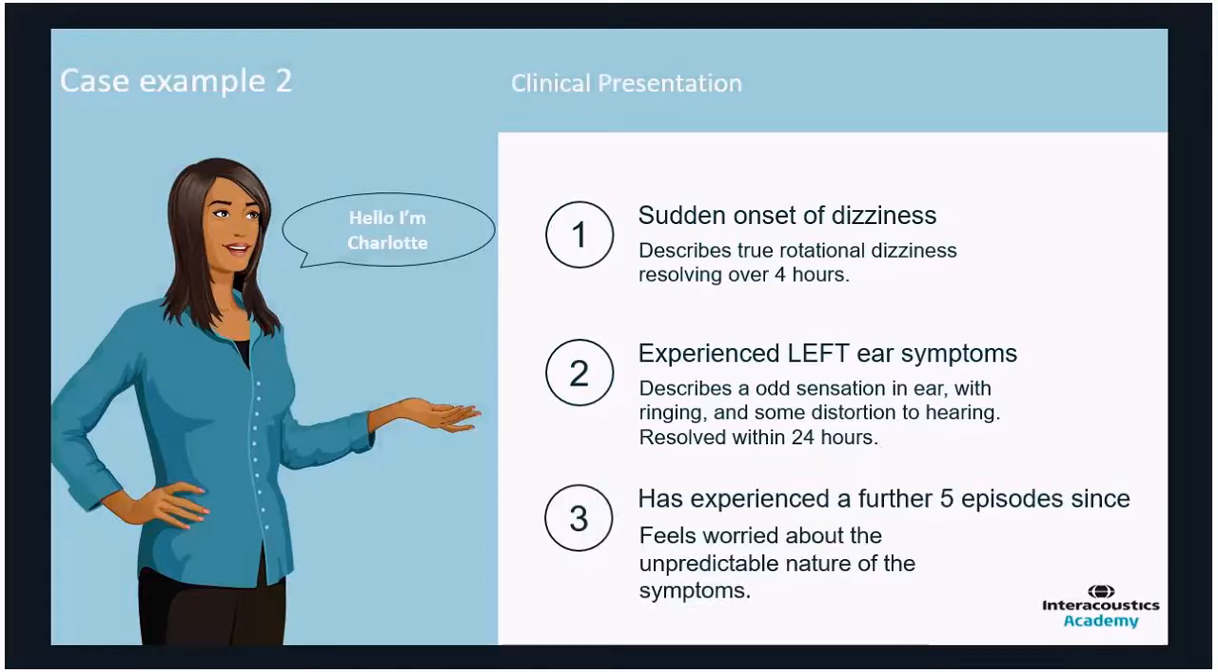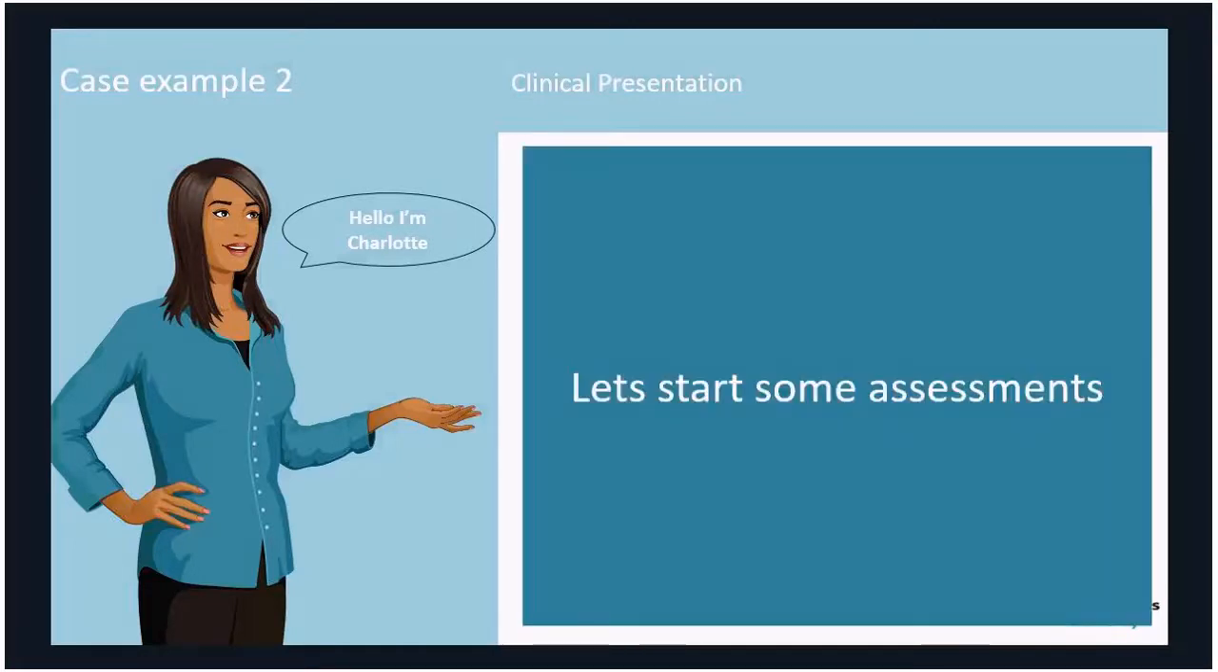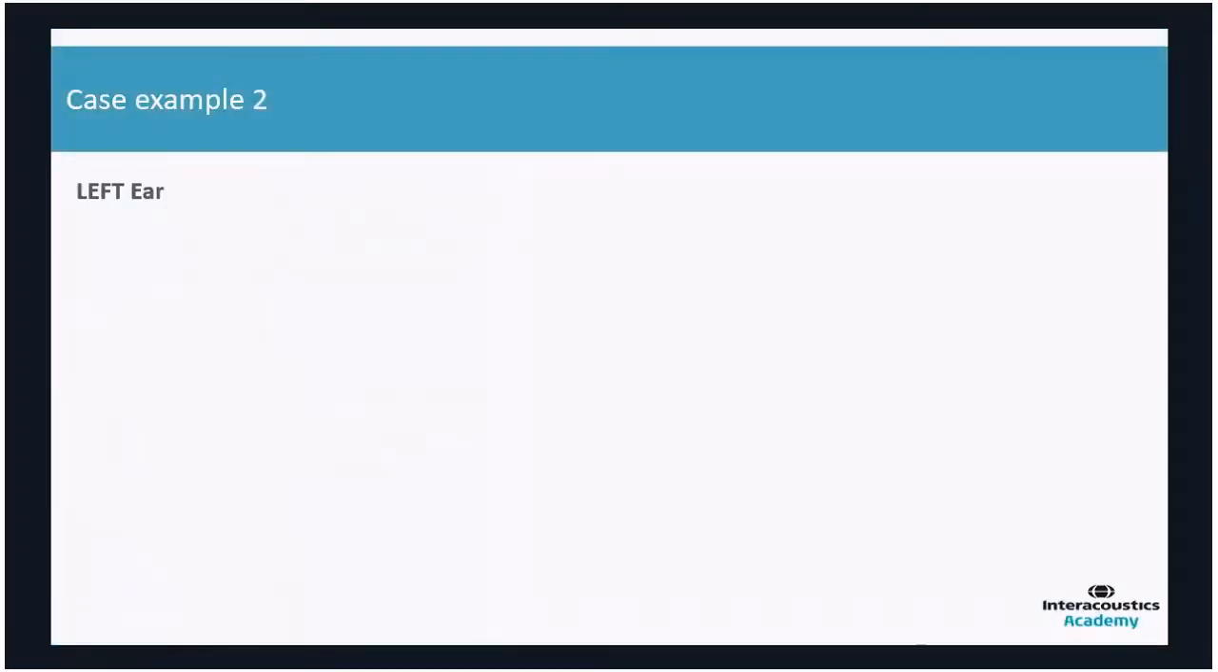Unfortunately for Charlotte, she's actually experiencing much more reoccurrent episodes. In fact, she's had 5 episodes since the first episode that she experienced. This worries her, and it would for patients. This unpredictable nature of symptoms doesn't fit well in terms of how we function, work, or other commitments that we might have. So again, in this case, I think it's time to do some assessments for Charlotte. There certainly seems to be some peripheral vestibular pathology associated with this. So let's see where that takes us.